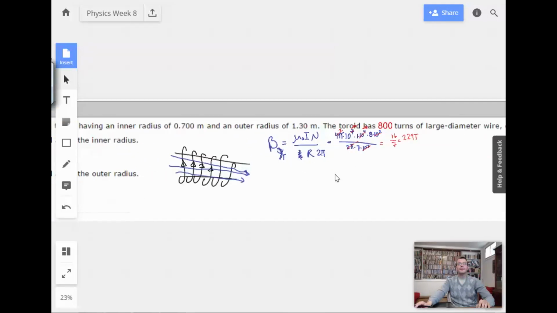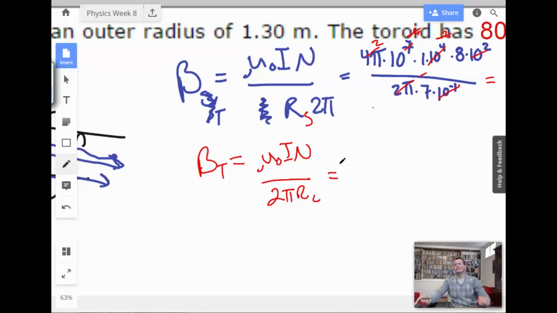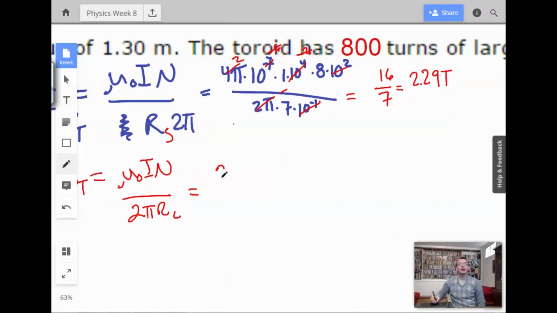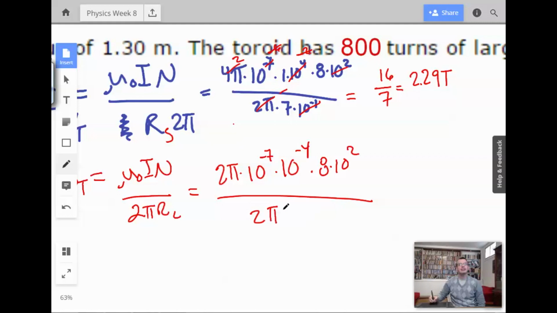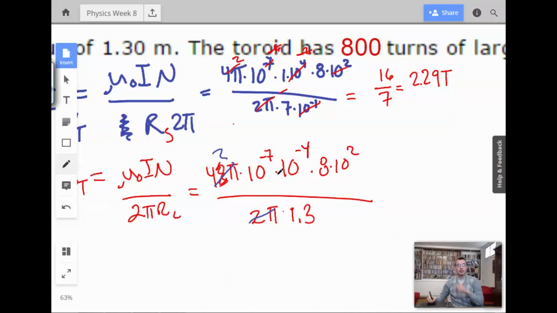Along the outer radius, we're going to have the exact same equation: mu naught I, number of turns over 2 pi r. I'll call this r small, so it'll be r large. So 4 pi times 10 to the negative 7th times 1 times 10 to the 4th times 8 times 10 squared over, because everything here is exactly the same, except instead of 0.7, we're going to have 1.3. That's supposed to be plus 4, so this is going to be negative 3. Add these together, we're going to have negative 1.